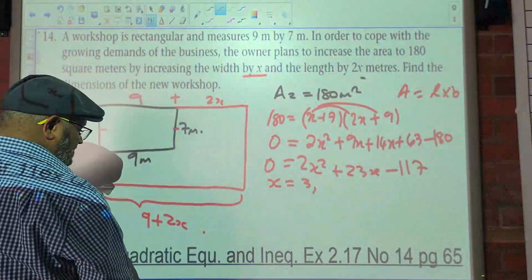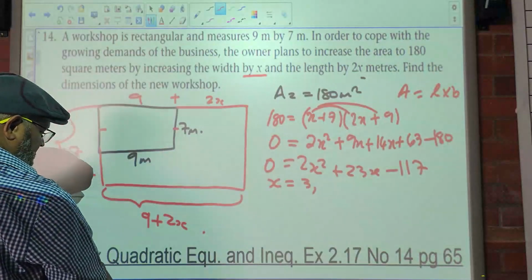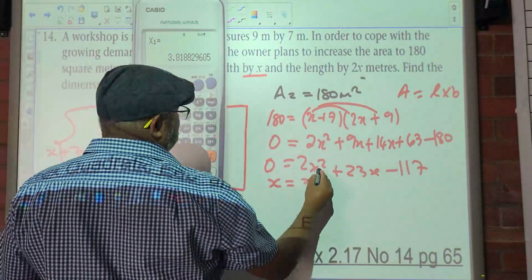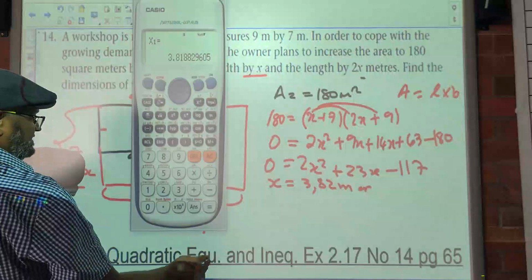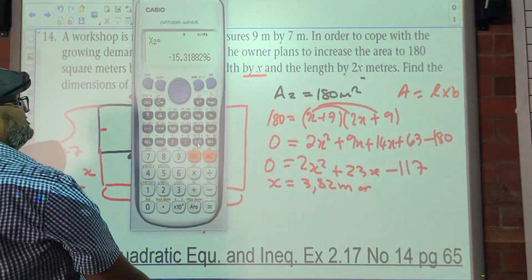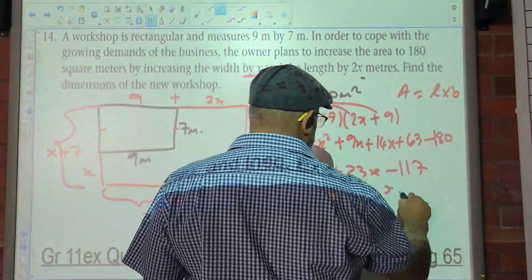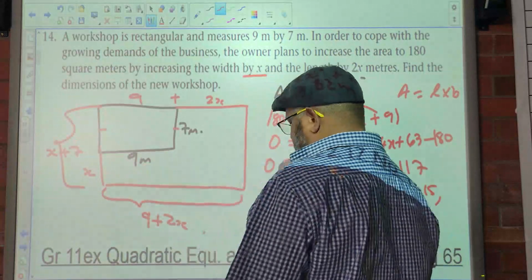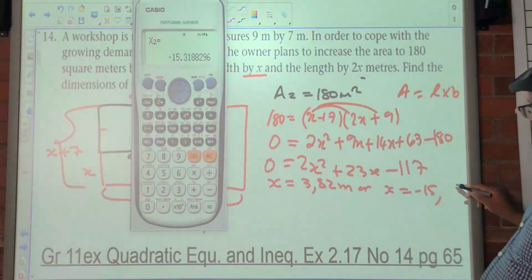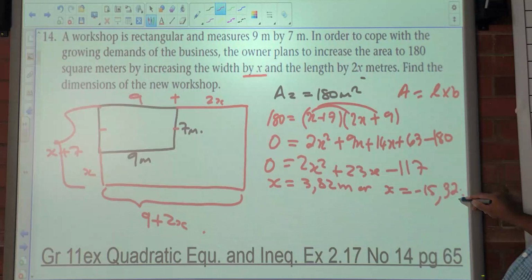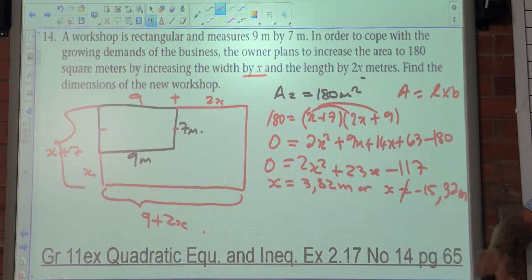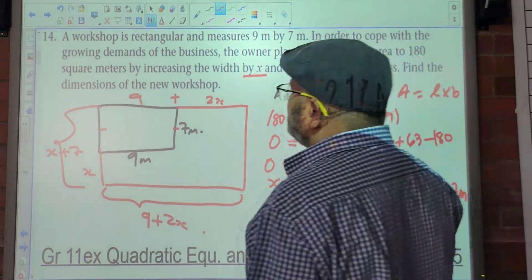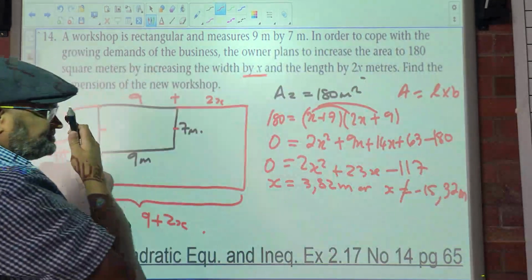So x is going to be 3.82 meters, or the other x value of negative 15.82 something. But can the length be negative? No. So it has to be 3.82. What's the question? Find the dimensions of the new workshop.